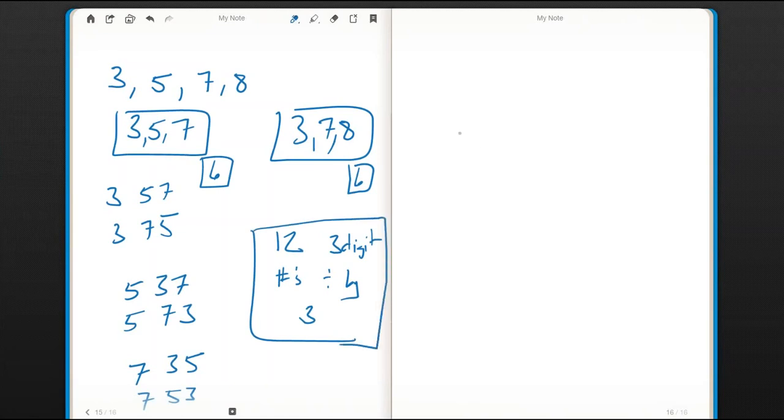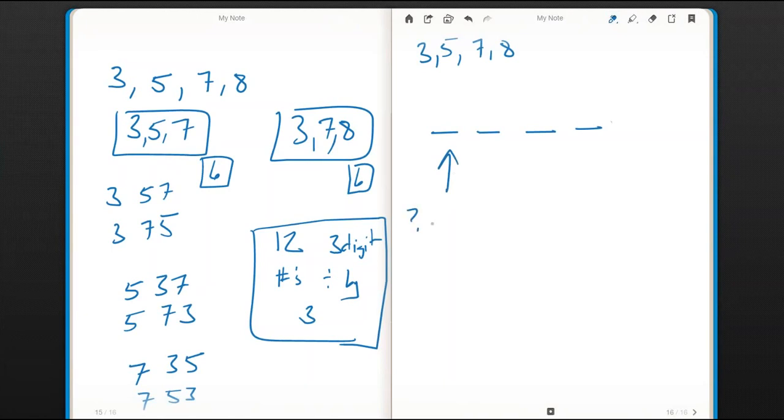Now let me tell you one other thing. If your kids are ready for a shortcut, here's something you can do. I'm going to go back to our beginning number. If you have 4 digits and you want to know how many 4-digit numbers you can form with those 4 digits, you can ask your child, how many options do I have for this first place? And there are 4 options, either 3 or 5 or 7 or 8.